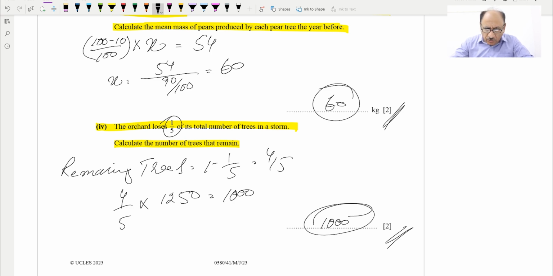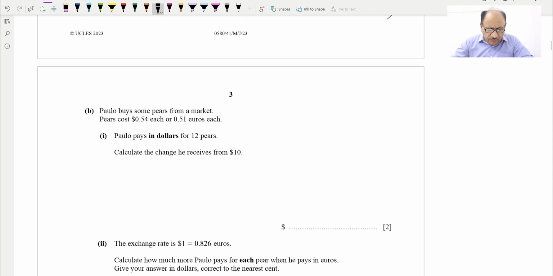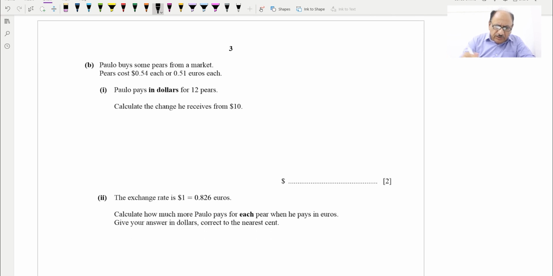Hopefully you understand this. Now for the B part, Paulo buys some pears from the market, and the pears cost $0.54 each, or 0.51 euros each. So in dollars, cost is 0.54 and in euros is 0.51. Paulo pays in dollars for 12 pears. So calculate the change he receives from $10.